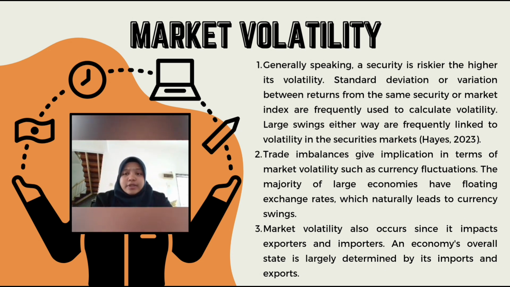Thus, we can see that the implication of market volatility that leads to trade imbalances somehow makes our country feel the crisis along with the currency down. Other than that, market volatility also occurs since it impacts exporters and importers. An economy's overall state is largely determined by its imports and exports. To ascertain whether they are facing a surplus or a deficit, nations utilize the information they obtain from imports and exports. Gaining a grasp of exports and imports might be advantageous if you are employed in a government job, finance, logistics, or any field that includes overseeing shipments between nations.